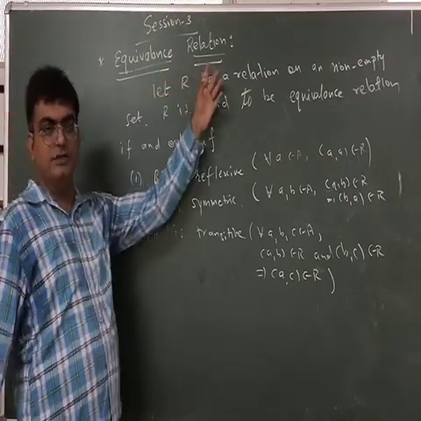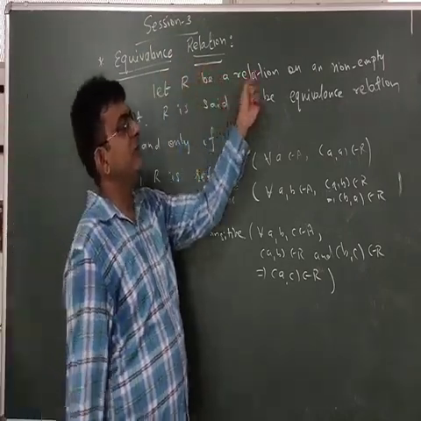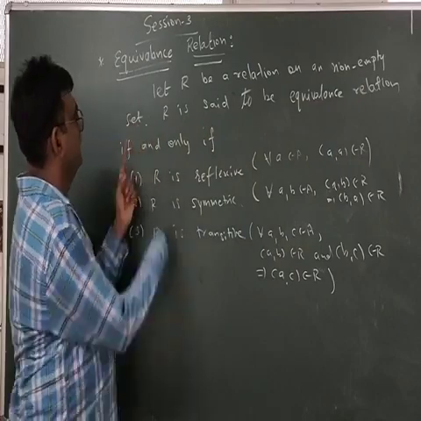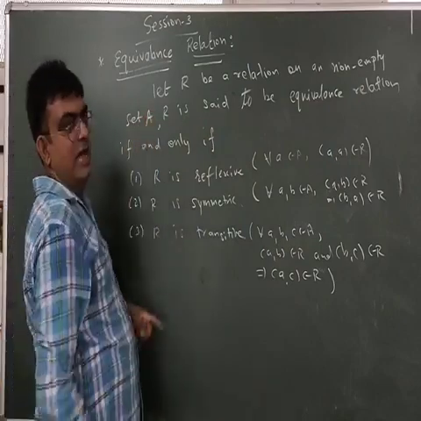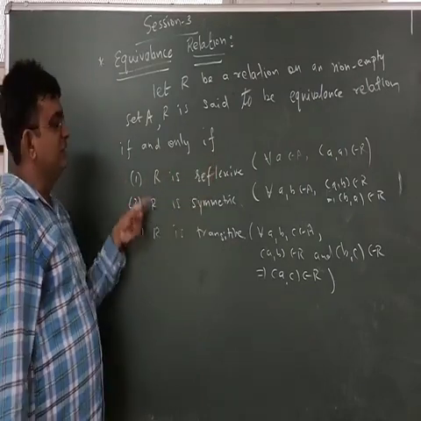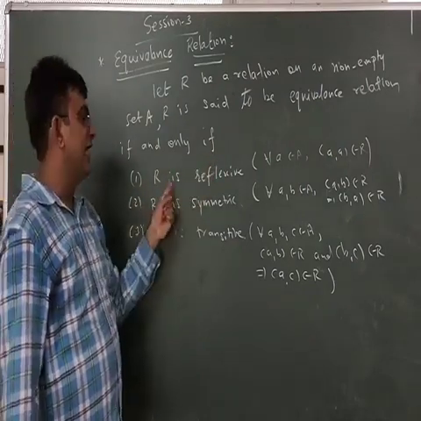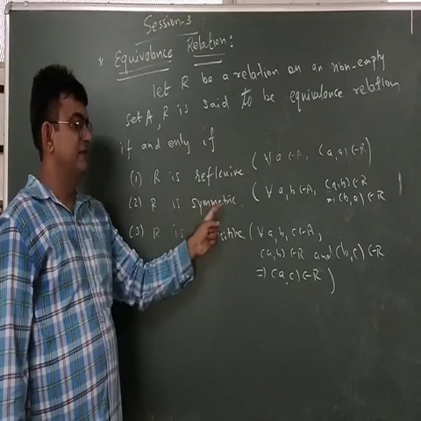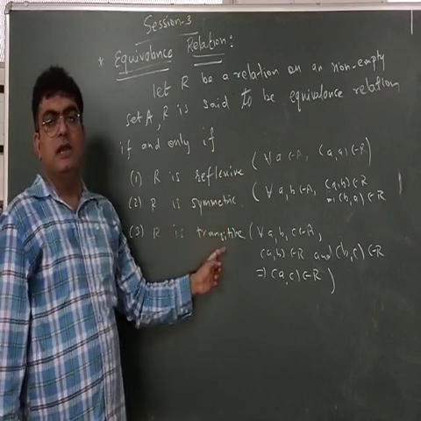Let us start with the definition. Let R be a relation on a non-empty set A. Then R is said to be an equivalence relation if and only if these three conditions hold. The first one is R must be reflexive, R must be symmetric and R must be transitive.